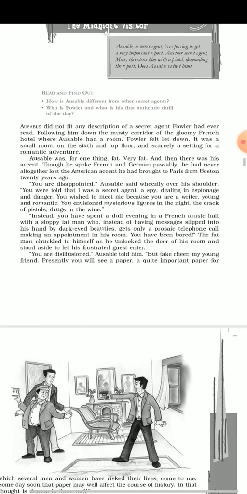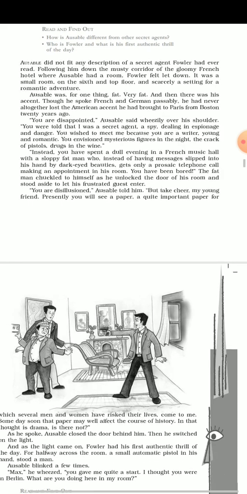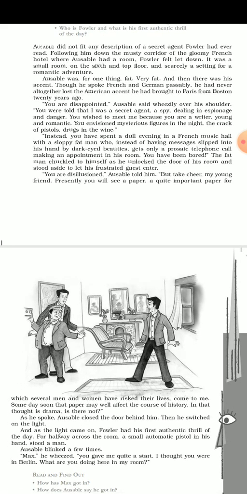So here he is joking. "See, you are disillusioned," Ozable told him. "But take cheer, my young friend. Presently you will see a paper, a quite important paper, for which several men and women have risked their lives to bring to me. Someday soon, that paper may well affect the course of history. In that thought is drama, is there not?" As he spoke, Ozable closed the door behind him. Right? Then he switched on the light. So see his activities. He is asking, I feel that you are quite disillusioned.